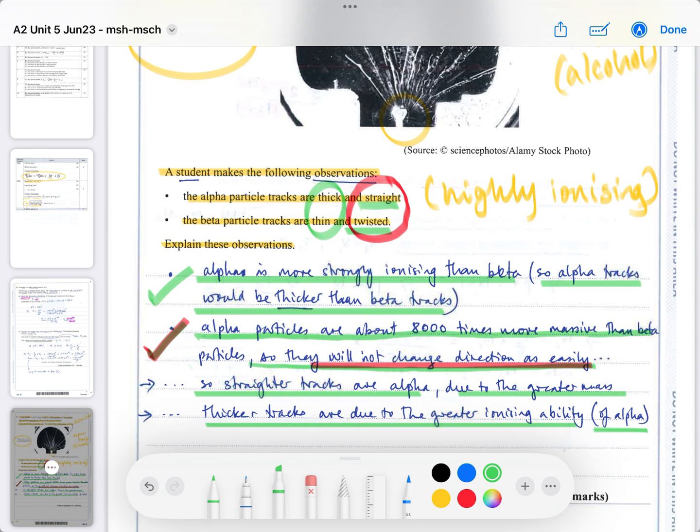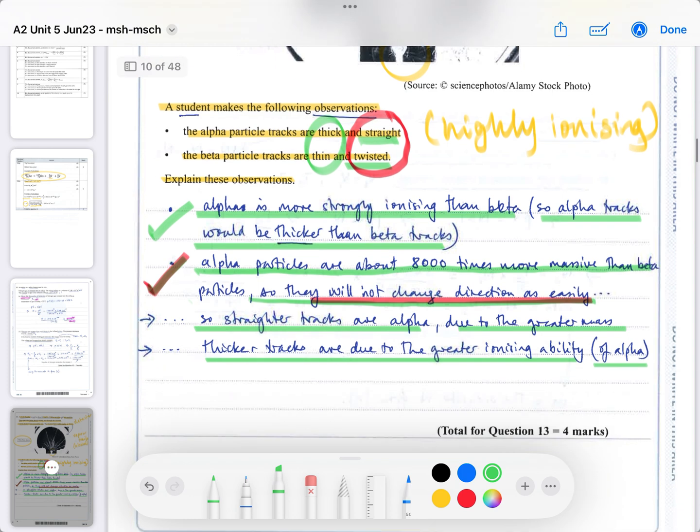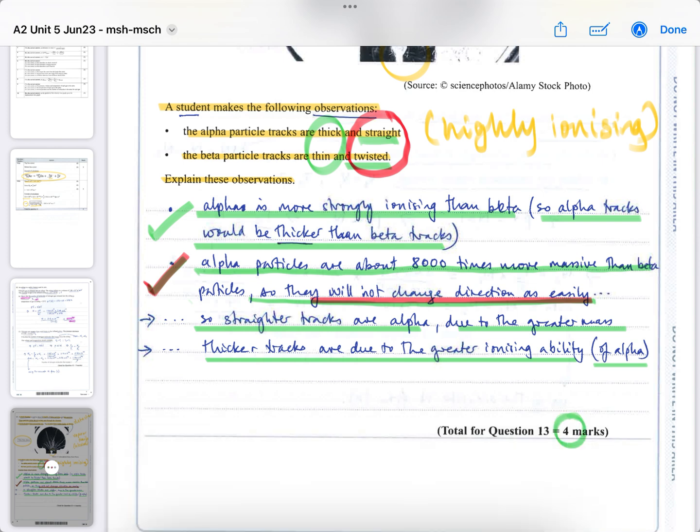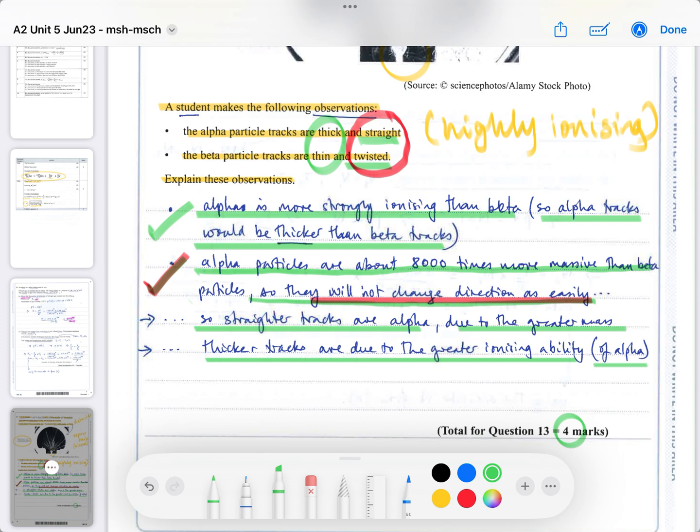So they attract more water particles because they've ionized more of the gases inside the Wilson cloud chamber. So this is actually called a Wilson cloud chamber in schools. Okay, hope that makes sense. So they basically wanted you to explain those observations between thick and thin, straight and twisted, with keywords highly ionizing, and mass or momentum. Yeah, more massive or more momentum would possibly get you the marks. So that's your 4 marks. So question 13 is not too difficult.